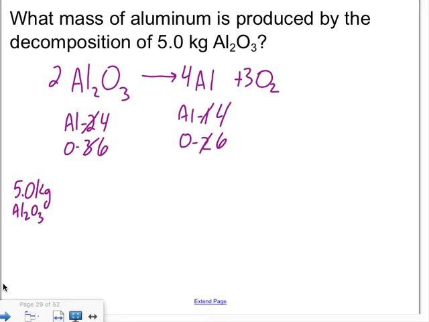Now, some bell should be going off here. Kilograms is not the same as grams. Okay? So I have to convert kilograms to grams. So I'm actually going to set up a conversion here right off the bat to convert from kilograms to grams. I'm in kilograms, so 1 kg, that's the bigger unit, goes on the bottom. And I know that there's 1,000 grams in a kilogram. So now I'm going to be in grams of Al2O3.